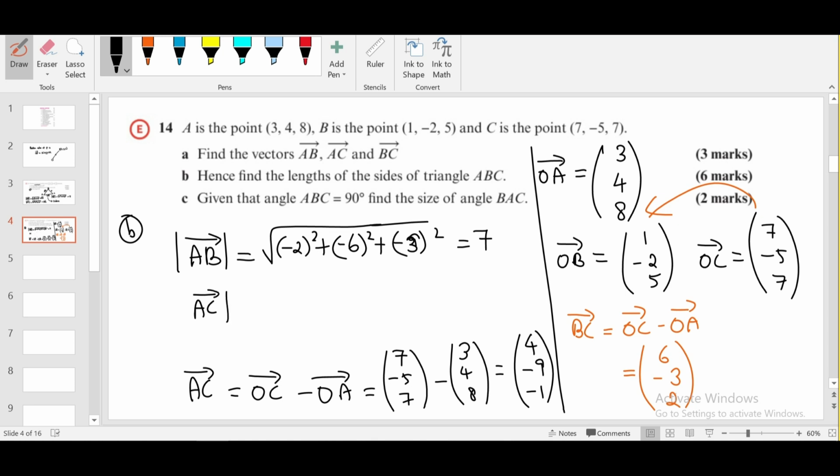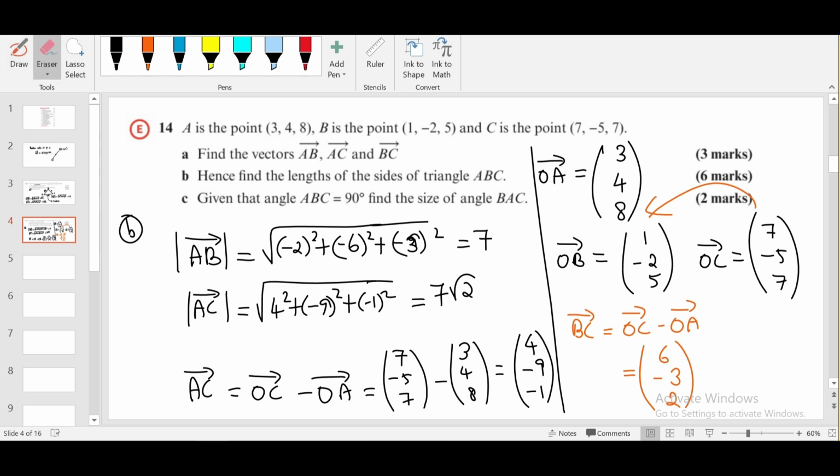Find modulus of the AC vector, which is square root of 4 square plus 9 square plus minus 1 square, which is 16 plus 81, 97, 98. Square root of 98, put it in your calculator. The simplified form is 7 root 2, because 49 times 2 is 98. Have you copied this? The AC vector. Copy that.